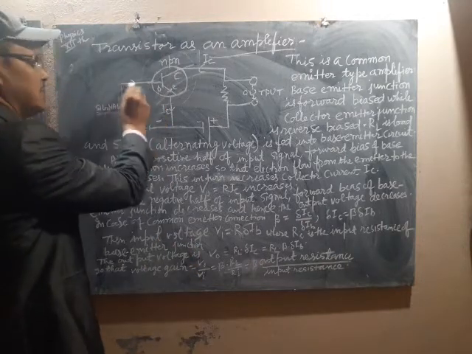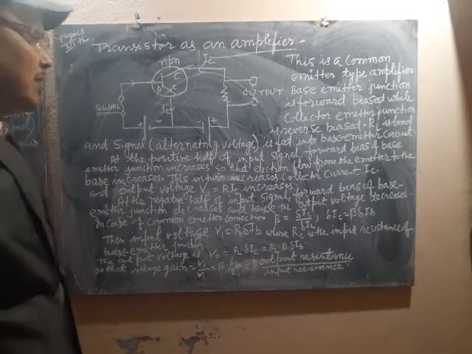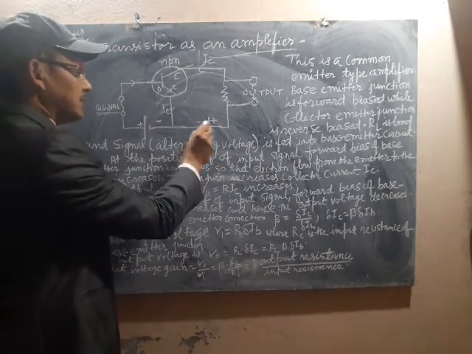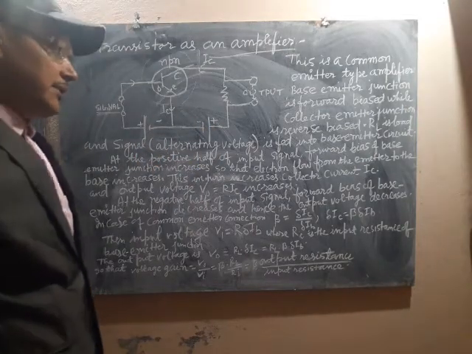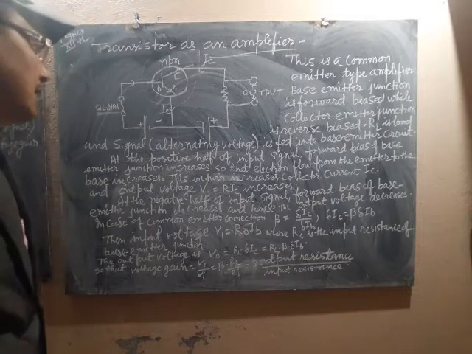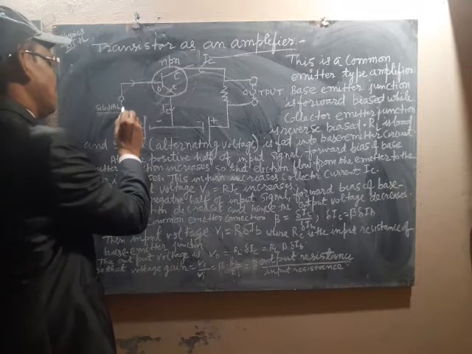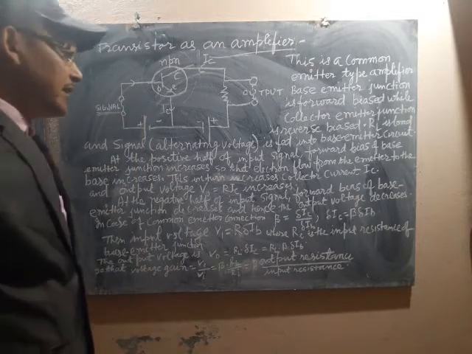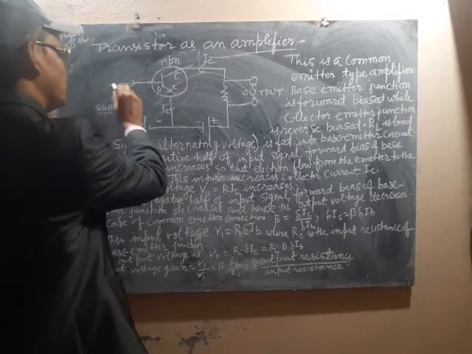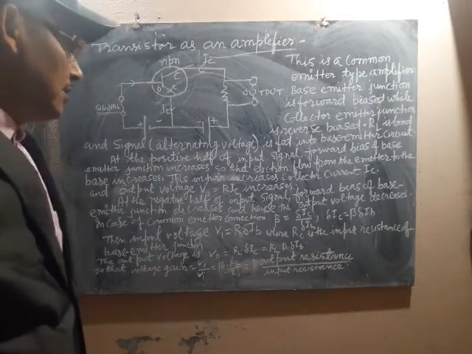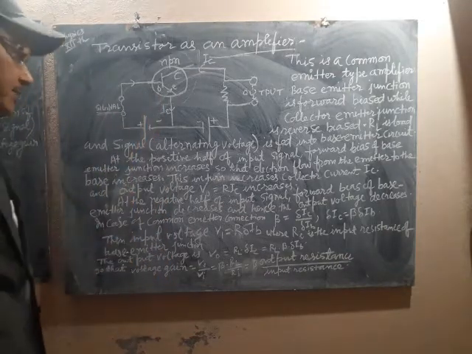Here I have drawn this figure, and this is forward bias, while the collector emitter junction is just the opposite. This is reverse bias. RL is the load, and the signal is an alternating voltage. Here the signal, as an AC, is fed into the base emitter circuit, into the base emitter junction.